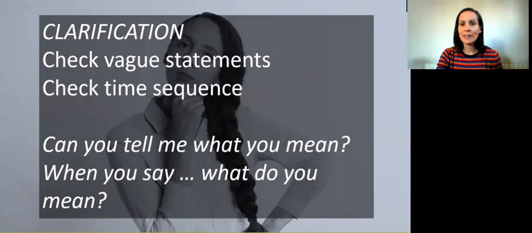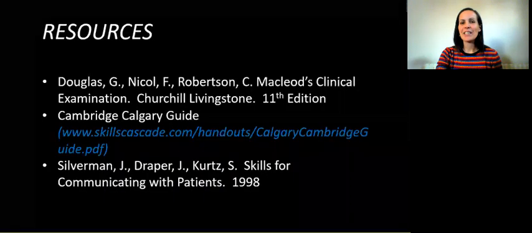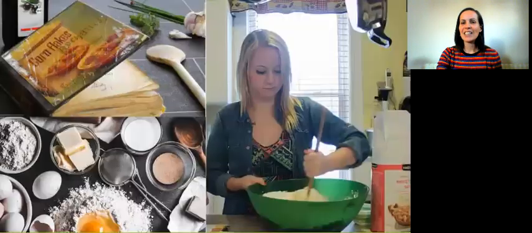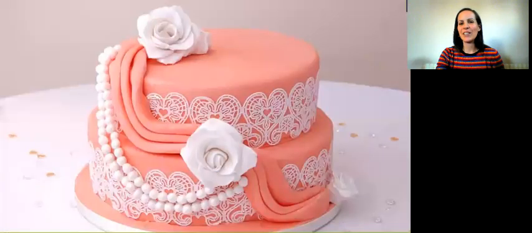So those are some of the skills that you can use whilst having a consultation with a patient. We will talk about some more skills you can use in part 2. So these are the resources, and just to say, we want you to have the knowledge and the skills and be practicing them so that you can become fully competent, not to make cakes, but fully competent doctors to treat your patients well. Thank you very much.